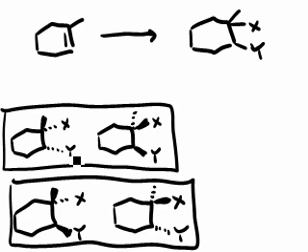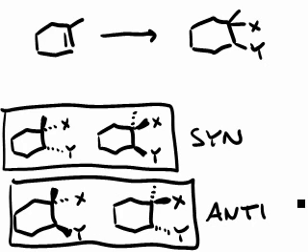When X and Y end up on the same side of the ring, when the two groups that we're adding end up on the same side of the ring, either both on dashes or both on wedges, we call that syn addition. When the X and the Y, the two groups adding, are on opposite sides of the ring, a dash and a wedge, or a wedge and a dash, we call that anti-addition. And again, for every reaction, you need to know whether the reaction proceeds via a syn addition or via an anti-addition.